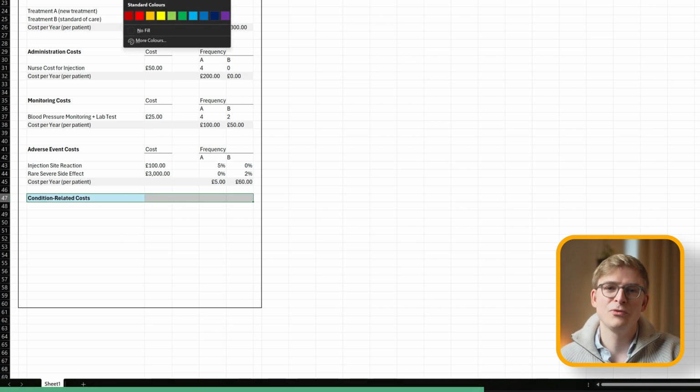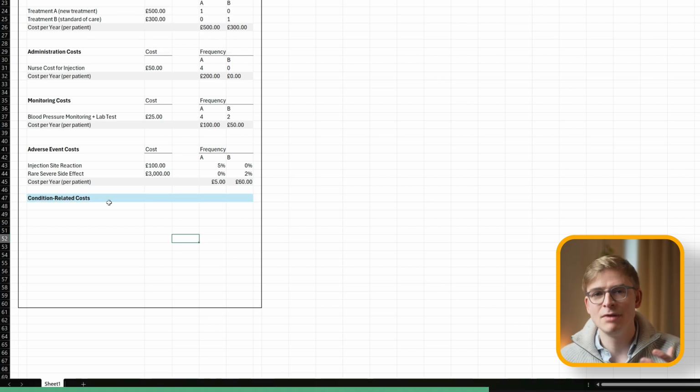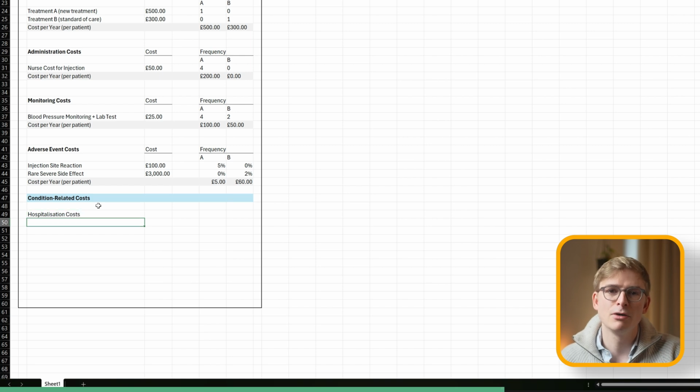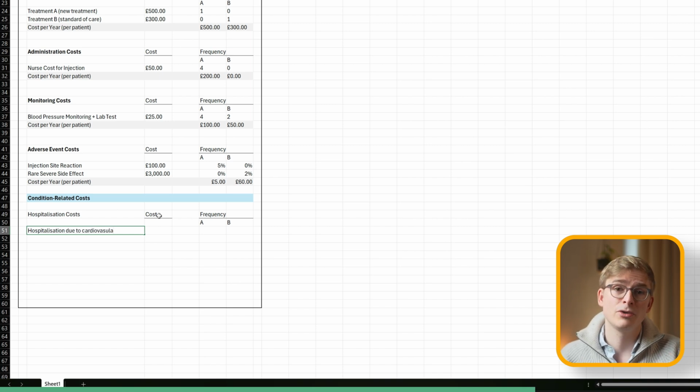First in this category, we've got hospitalizations due to, let's say, cardiovascular events. It is important to remember that these hospitalizations need to be part of the broader diabetes disease burden, as they otherwise might fall under treatment-related costs. If, for example, the hospitalization was due to an adverse event caused by the drug itself, we need to include it under the adverse event cost in our model.